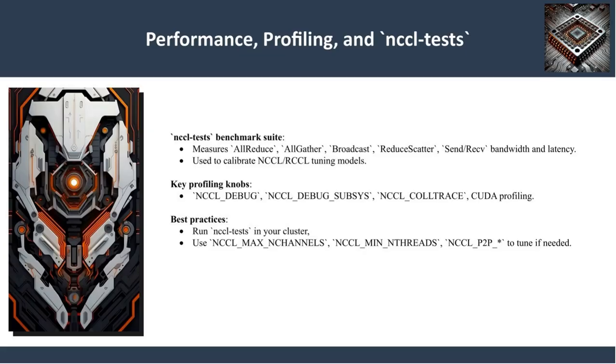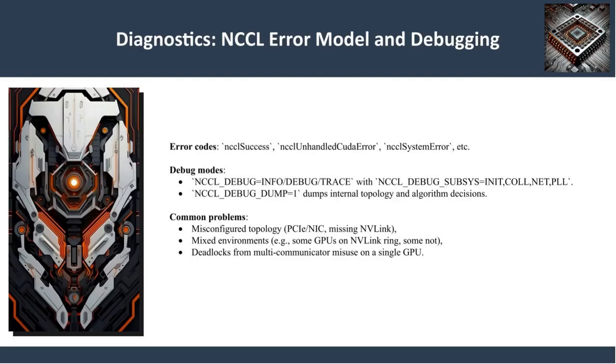Explore NCCL error codes like ncclSuccess and ncclUnhandledCudaError. Use debug modes such as NCCL_DEBUG=INFO and NCCL debug dump to diagnose issues. Common problems include misconfigured topology and deadlocks from multi-communicator misuse. Ensure consistent environments to avoid errors.